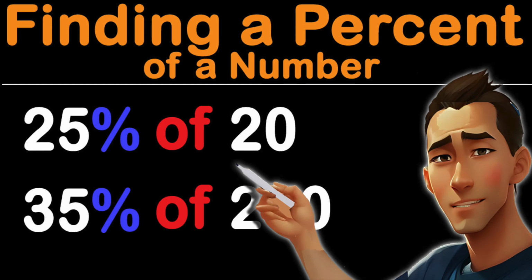In this video, I'll be showing you how to find a percent of a number. To find a percent of a number, we want to take a number times by either the fraction of a percent or the decimal of a percent. We want to first introduce how you would convert a percent to a fraction or a percent to a decimal.